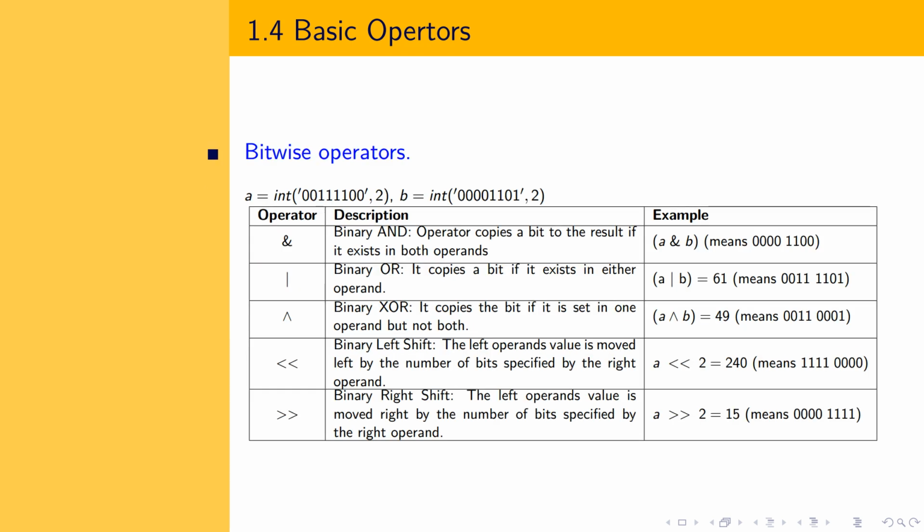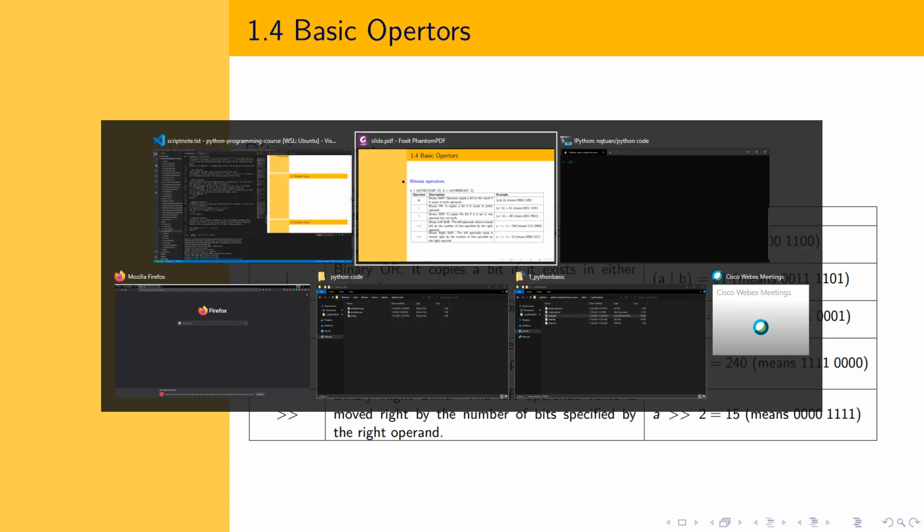The next group of operators is bitwise operators. Bitwise operators perform bit-level operations including AND, OR, XOR, left shift, right shift. Let's take a look at an example.